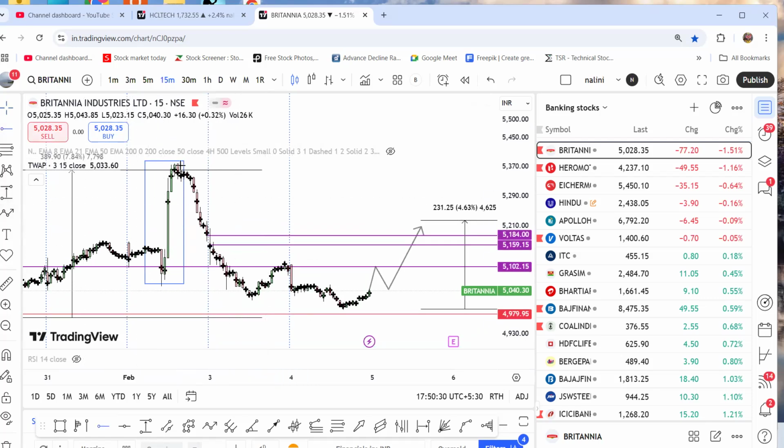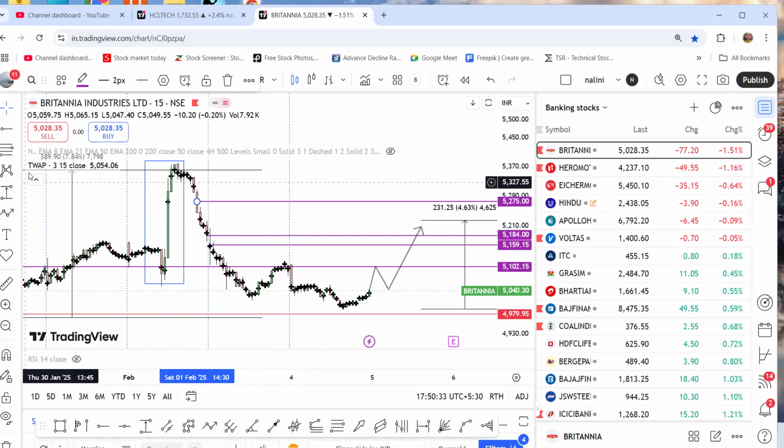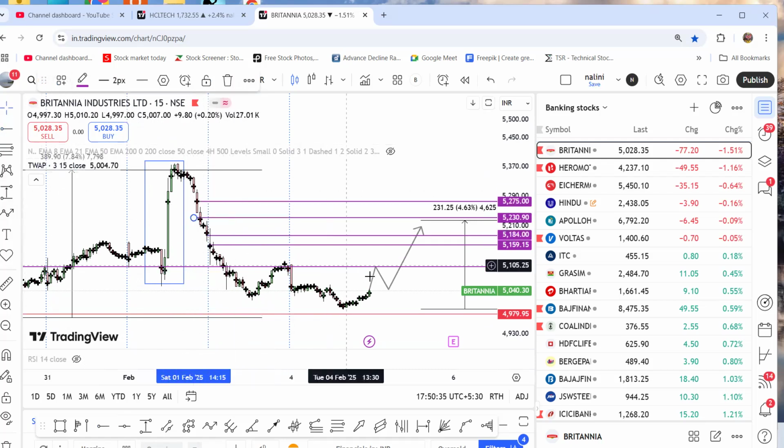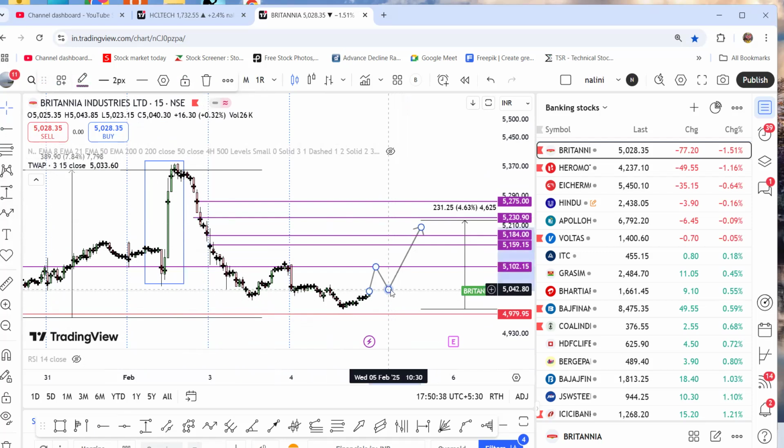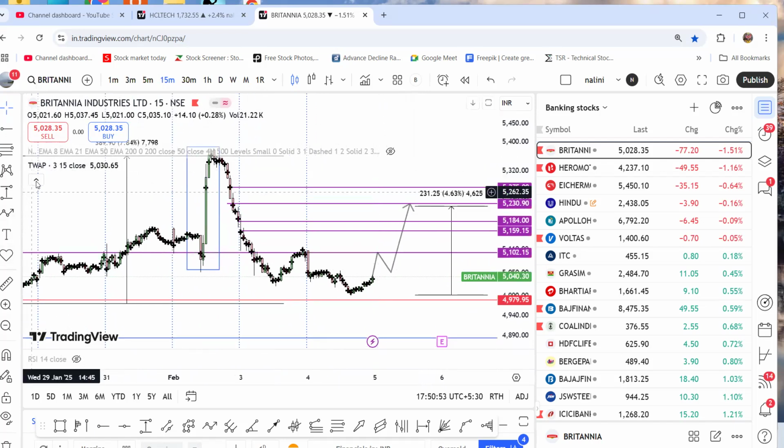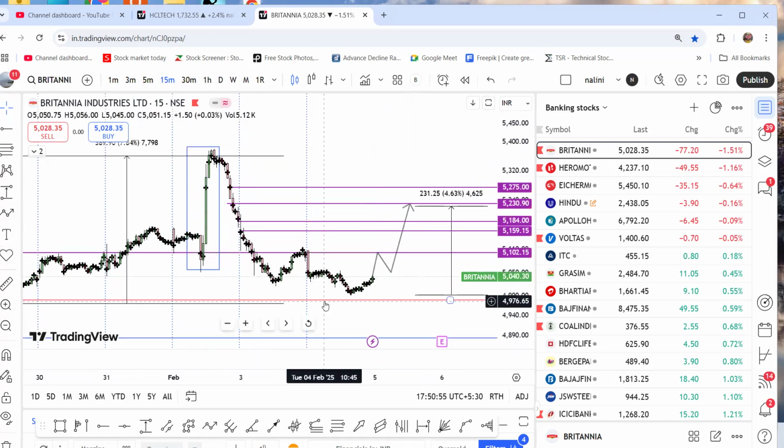These are the gaps. If the market starts moving up here, you can anticipate this target, that is 5,156, and the next target you can anticipate is 5,223 in Britannia. So this is the stock which is setting up. Closely watch yourself. Do not hurry. Wait for the setup to come, and TWAP will tell you the entry.